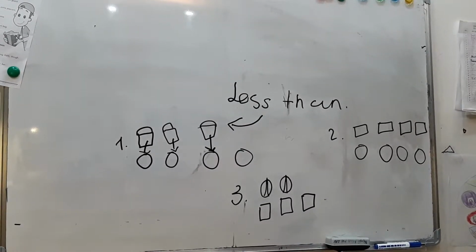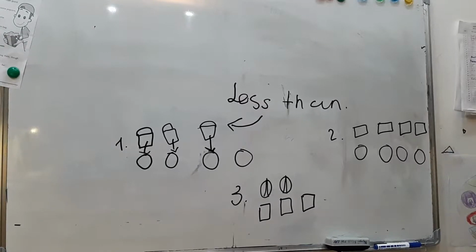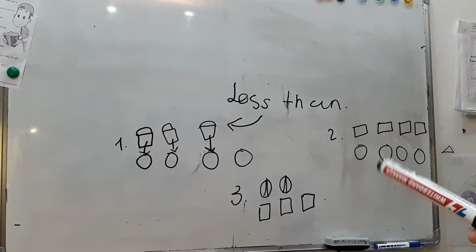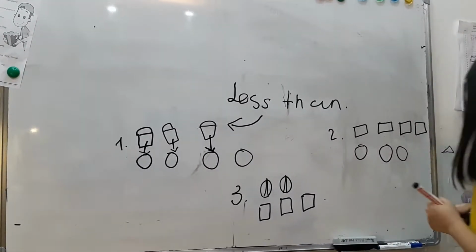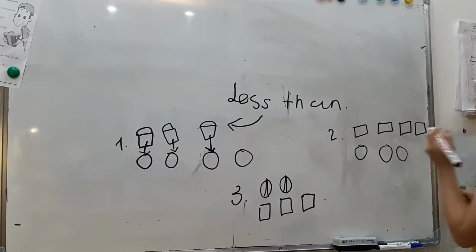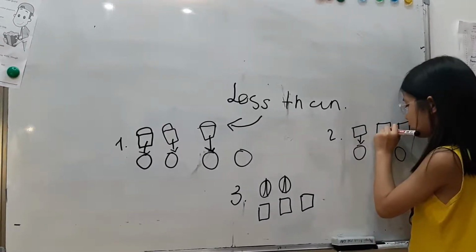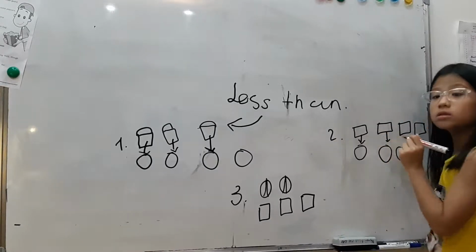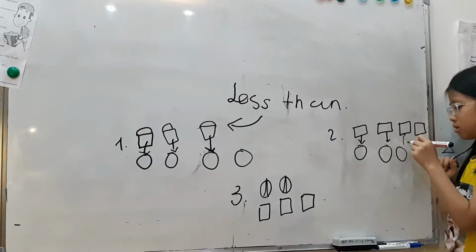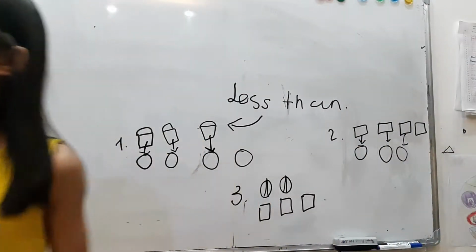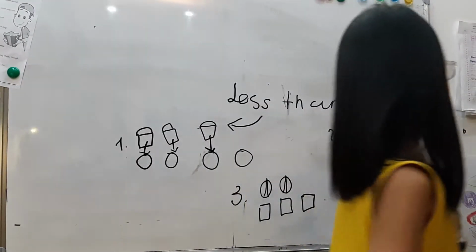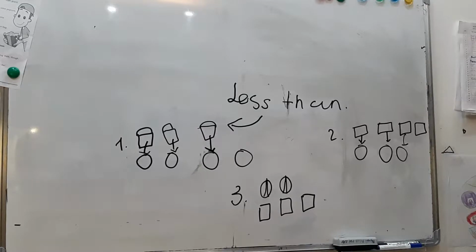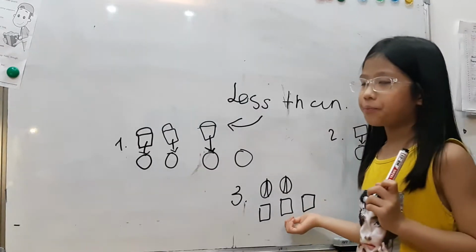Let's talk about the squares and the circles. Okay, let's count. One of this, and about what other circle? Okay, so the circles is the Lester.